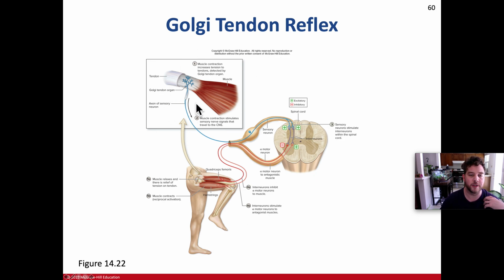Here is that Golgi tendon organ reflex, Golgi tendon reflex. Again, the Golgi tendon organ is within the tendon of the muscle. Muscle contraction increases tension to the tendon, detected by the Golgi tendon organ. Your muscle contraction stimulates sensory nerves that travel to the CNS. It's polysynaptic, so it's going to go through an interneuron, travel out your motor neuron, and it causes relaxation of the agonist and contraction of the antagonist.